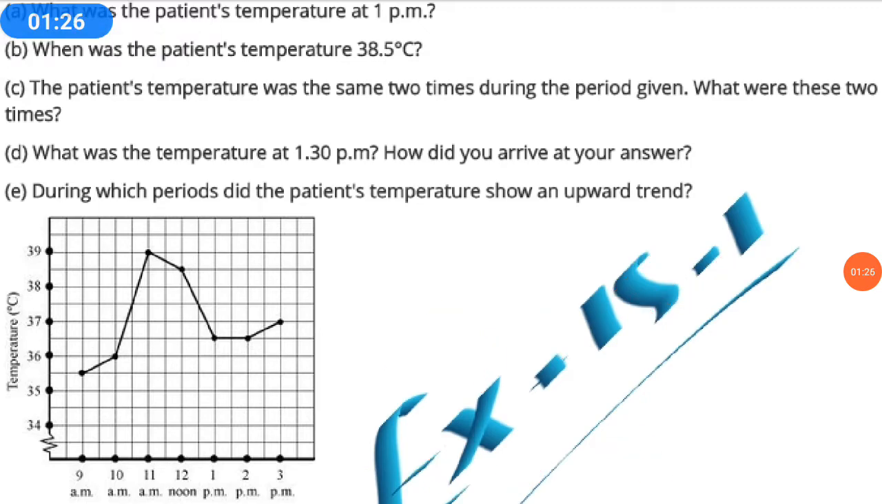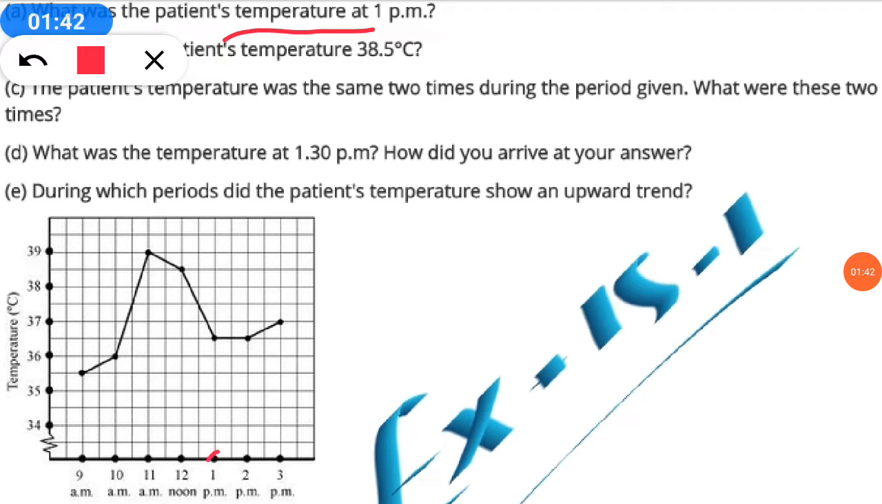So what is the first question we are having? The first question is, what was the patient's temperature at 1 pm? 1 बजे पेशेंट का टेम्परेचर क्या होगा? That is the question. What was the patient's temperature at 1 pm?